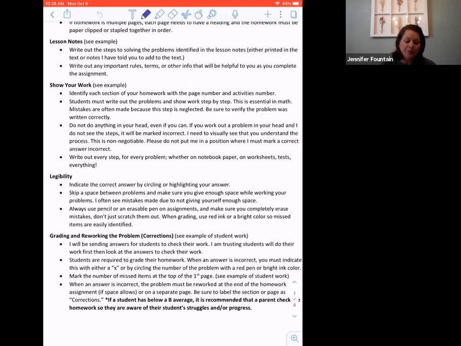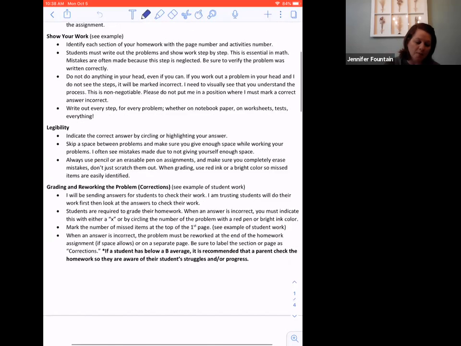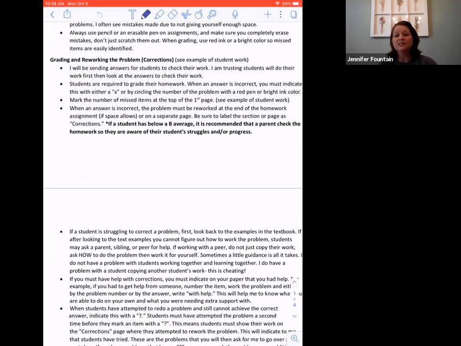When grading, use either red ink or a bright color so you can easily identify the items that you missed that you need to go back and correct. And so now we're going on to grading and reworking the problem. We're calling those corrections. Miss Steph calls those redos. So if you see something that says redo or corrections, it's talking about the same thing.